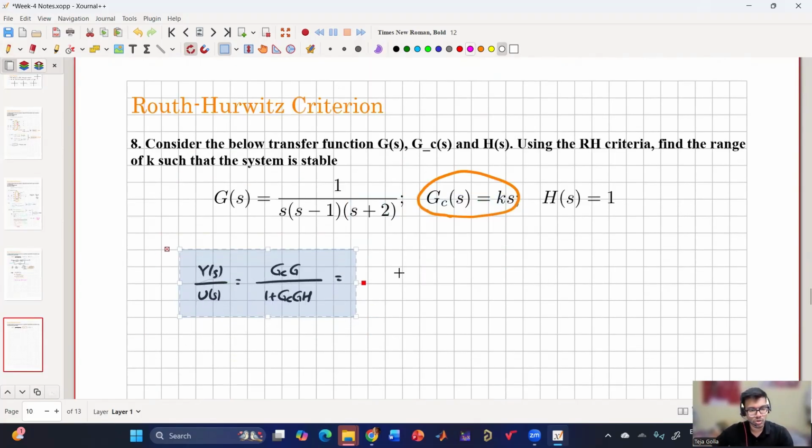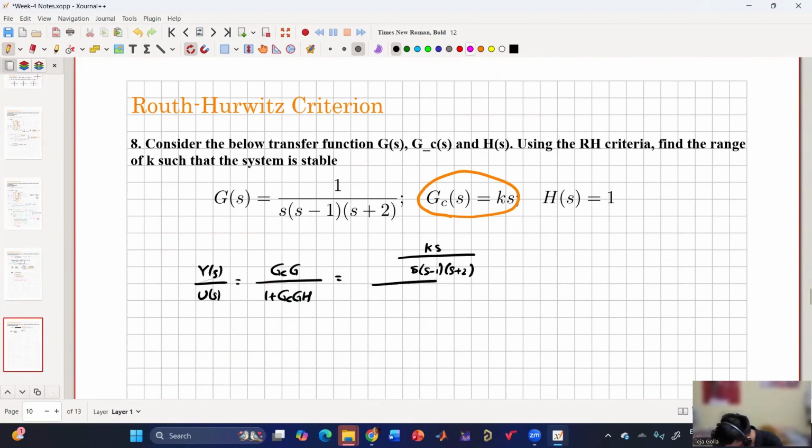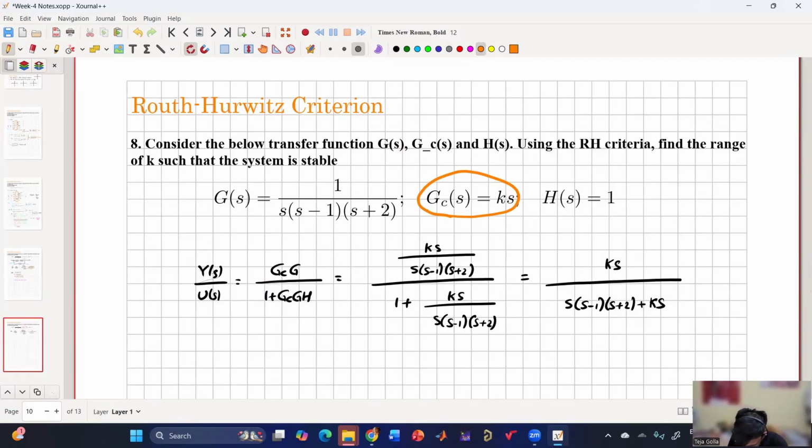So Y(s)/U(s) is GcG/(1 + GcGH). So let us calculate and see whether we can do anything or not. We'll get K(s+2)... K into s by s into (s minus 1) into (s plus 2), over 1 plus K into s by s into (s minus 1) into (s plus 2). So here I'll get Ks by s(s minus 1)(s plus 2) plus Ks. Again, this is my area of interest.